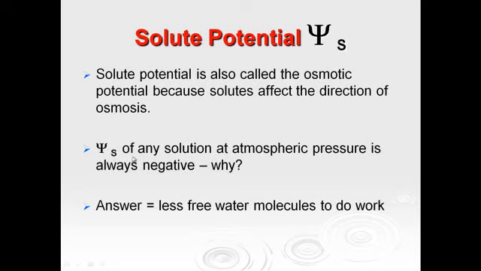The solute potential of any solution is measured in atmospheric pressure, and it's always negative. Why? Why do you think it might be negative? Oh, probably because the answer's on your paper here. Because there's less free water molecules to do the work on that side. If there's more water that's attached to the higher concentration of solutes, then there's less water that can move freely, and so it's going to be negative.